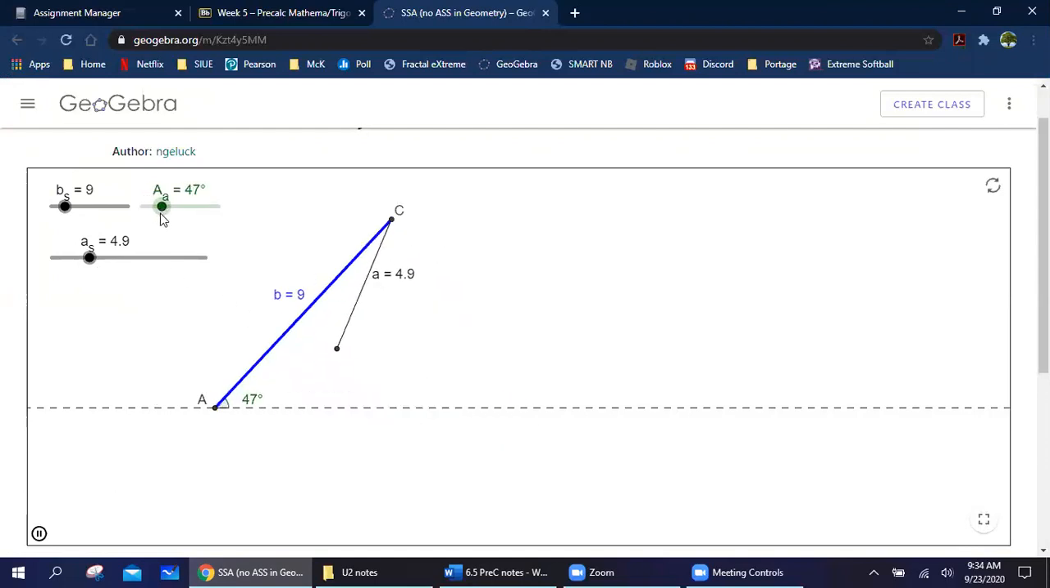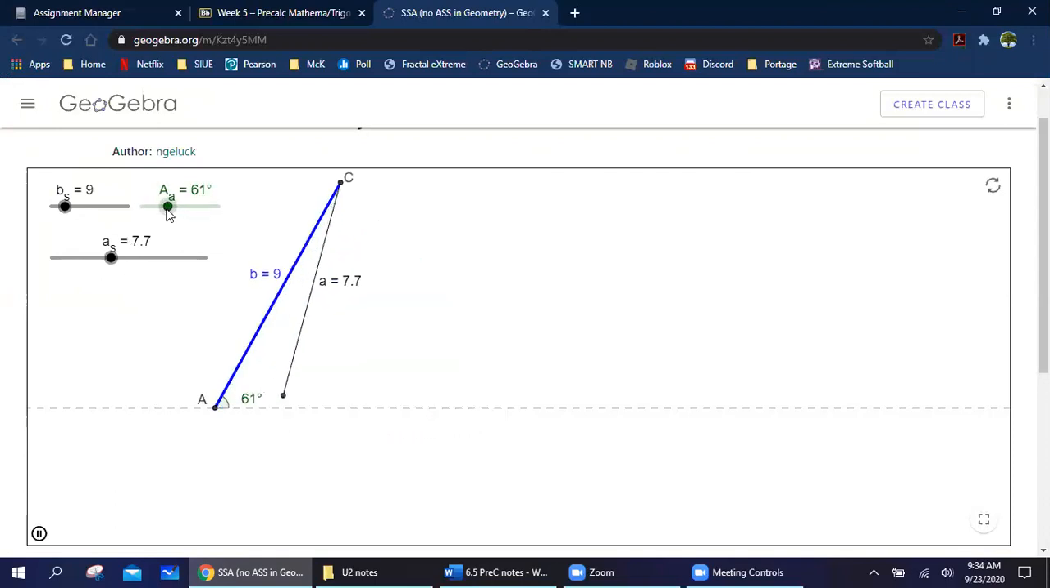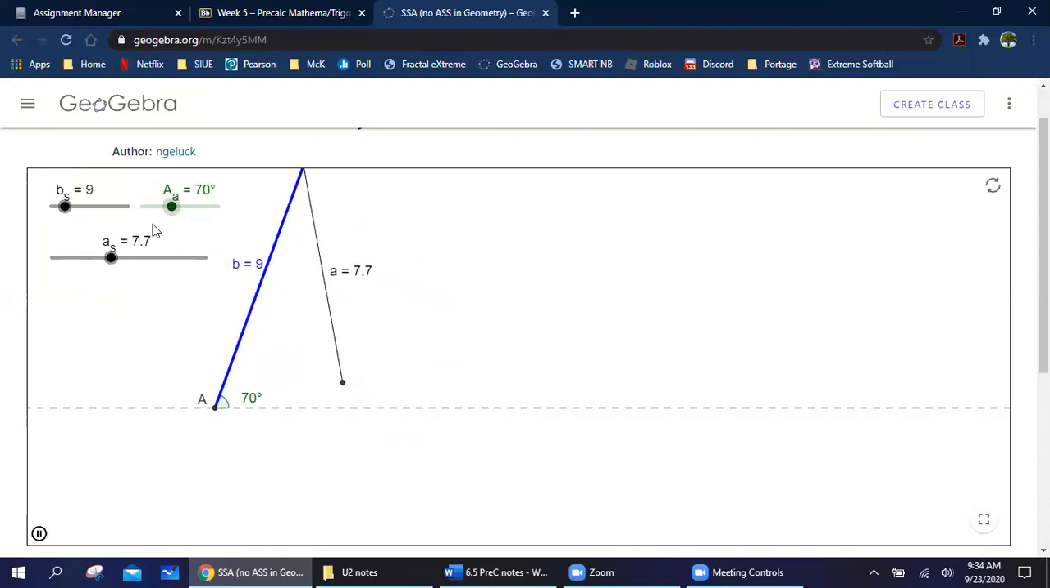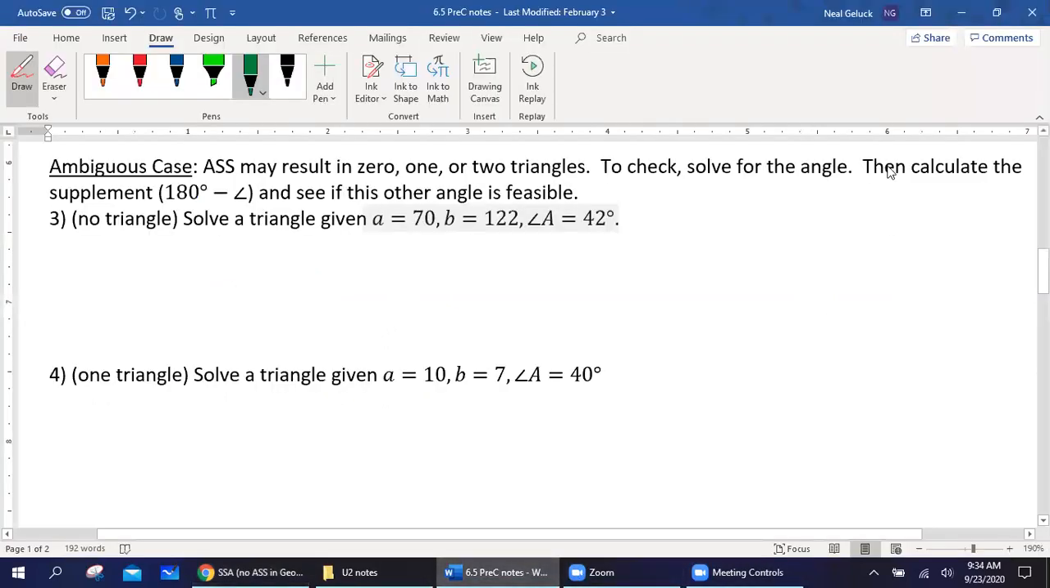Or it could only make one triangle, something like this. So it's ambiguous, but through the calculations of using law of sines, we can figure out which one we have. So this first one will be a no triangle, but we're going to see why.